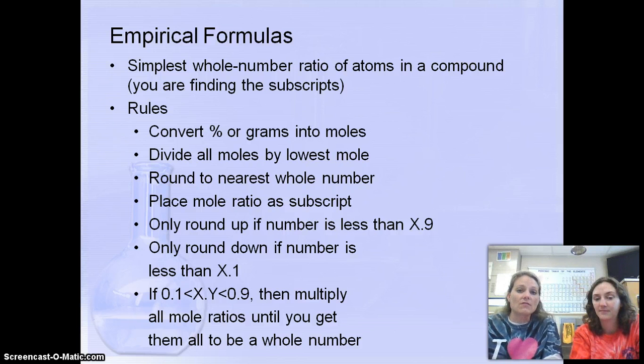However, if you get a number that doesn't follow normal rounding rules. If you get a number that's 0.9 or 0.1, you can either round it up or down. So 0.9 can go up, 0.1 can go down. But if you have a 0.2 to a 0.8, you have to multiply all the mole ratios until you get them to a whole number or a 0.9 or 0.1 that you're allowed to round.